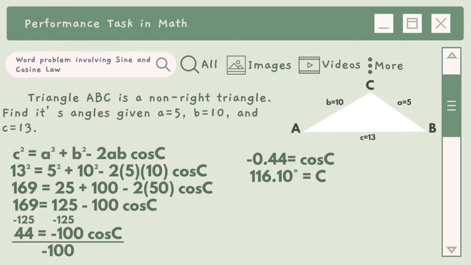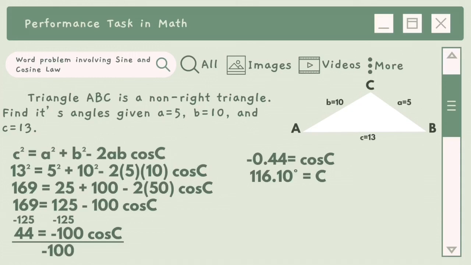After that, we get 169 is equal to 125 minus 100 times the cosine of C. After that, we subtract both sides by 125 to get rid of the 125 on the other side of the equation. After that, we also divide both sides of the equation by negative 100 to get rid of the negative 100 on the other side of the equation. Then we'll get negative 0.44 is equal to the cosine of C.